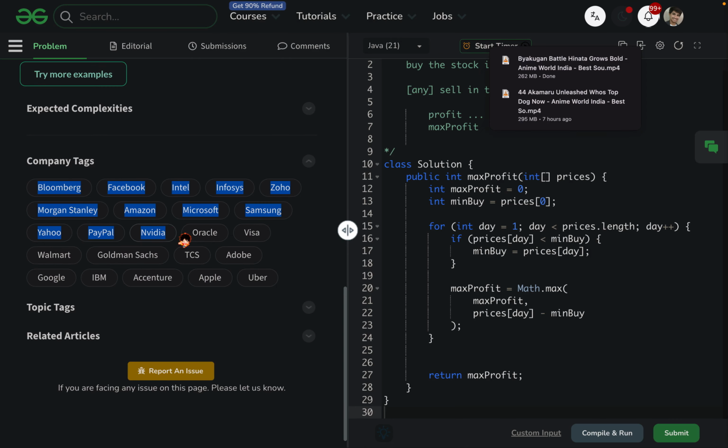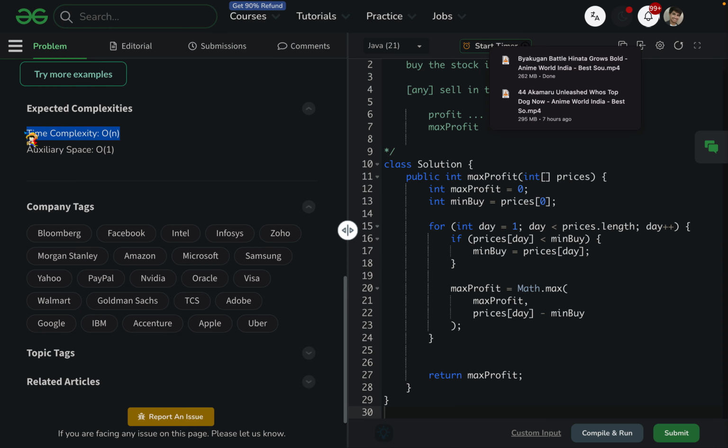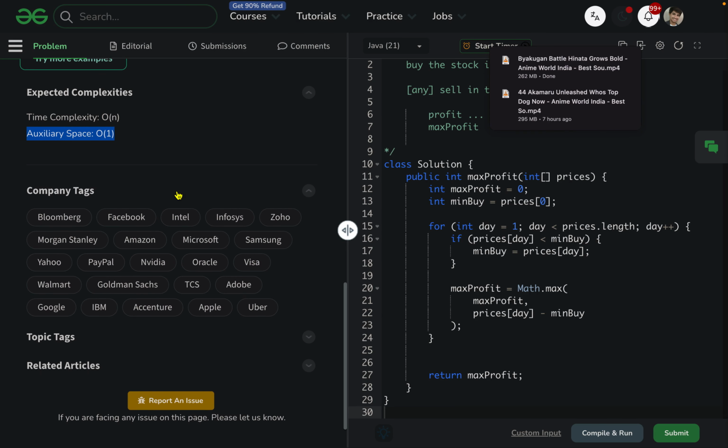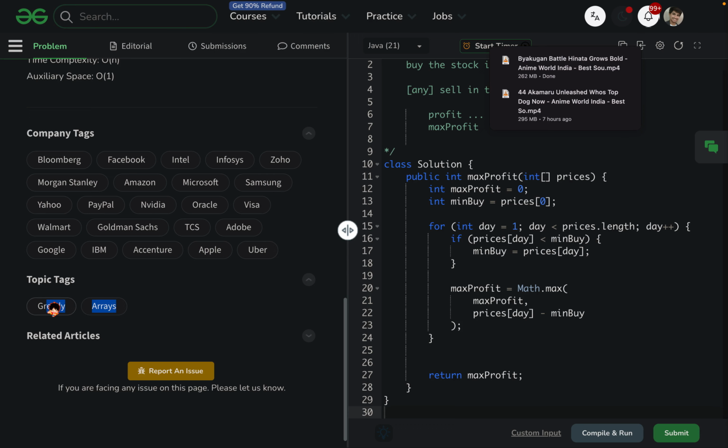This has been a very favorite problem for most of the companies as well. The expected time complexity was O of n, which we respected, and for the space complexity we didn't use any. The topic tags are obviously greedy and arrays. So that's all about it.